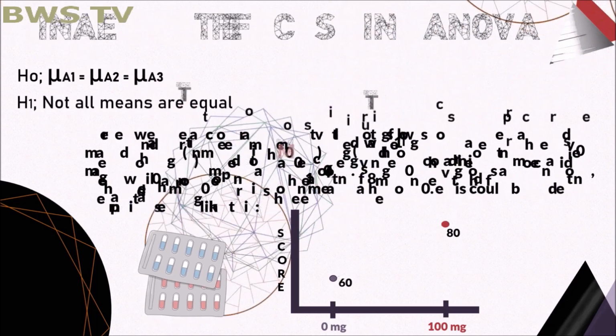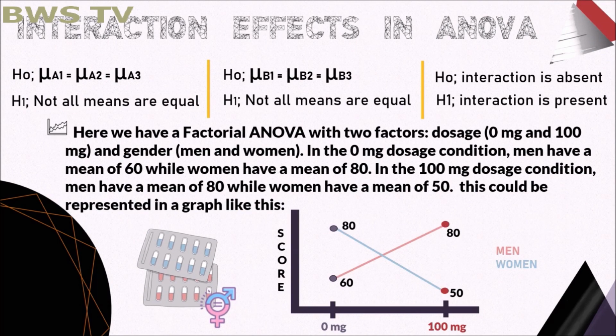So here's an interaction. Let's say we have a factorial ANOVA with 2 factors, dosage 0 milligrams and 100 milligrams, and gender, men and women. In the 0 milligrams dosage condition, men have a mean of 60, while women have a mean of 80. In the 100 milligrams dosage condition, men have a mean of 80, while women have a mean of 50. This can be represented in a graph like this. So now the graph would look something like this.